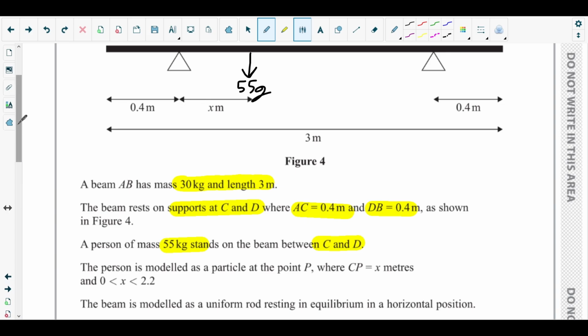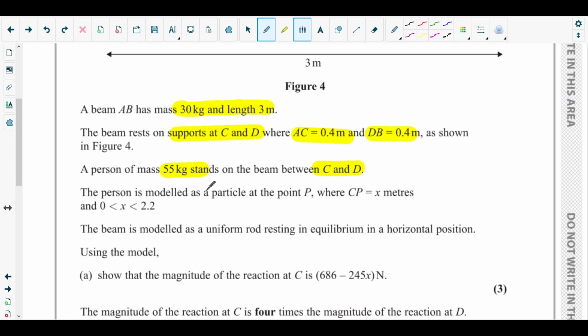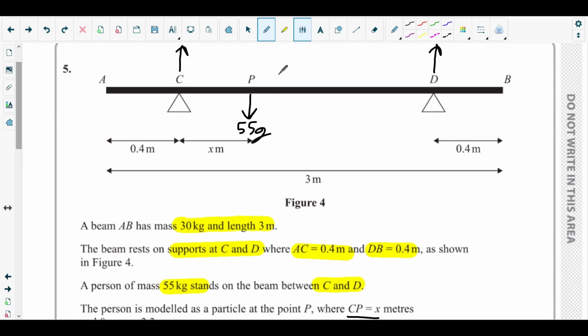Since there are two supports at C and D, the beam is in contact at these 2 points, so there will be contact force, going perpendicular to the beam. Normal contact force at C, R of C, and R of D. The person is modeled as a particle at the point P where CP equals x meters. C to P, this distance is x meter.